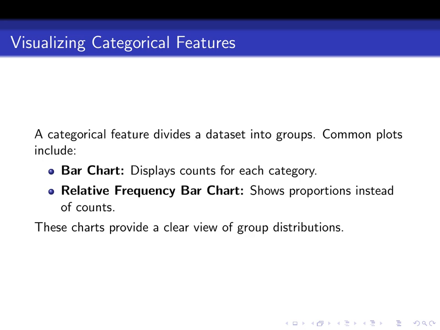Categorical data divides a dataset into distinct groups or categories. The most common plot for categorical data is a bar chart, where the height of each bar represents the count or frequency of items in each group. If you're more interested in proportions instead of counts, you can use a relative frequency bar chart. Both of these charts are simple, yet powerful tools for identifying patterns and distributions in your data.